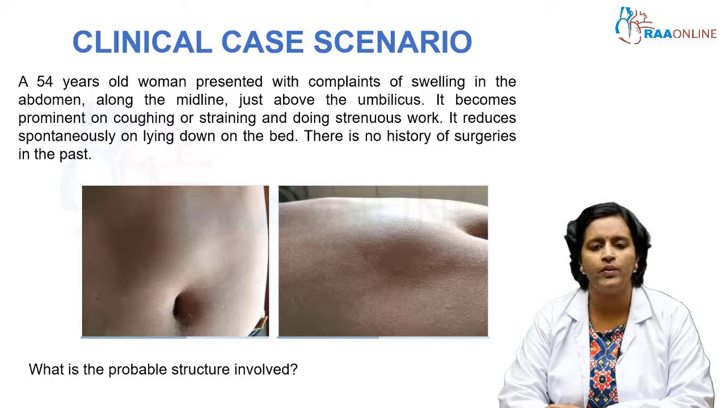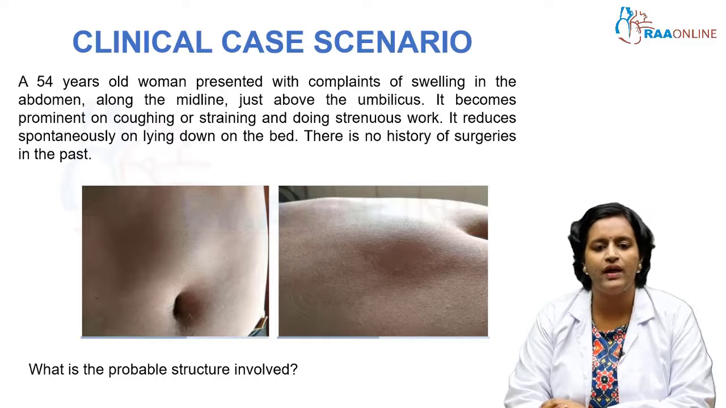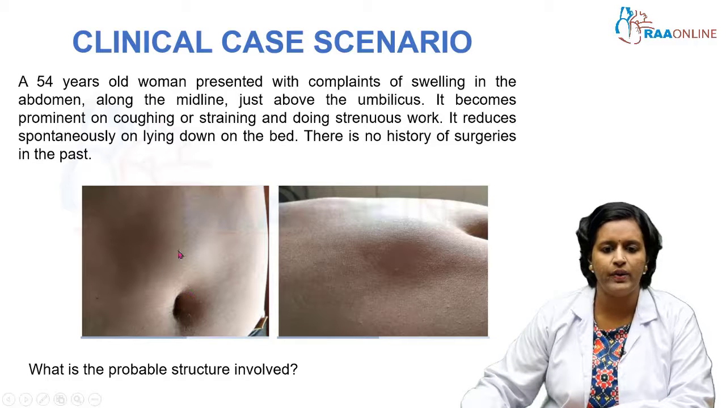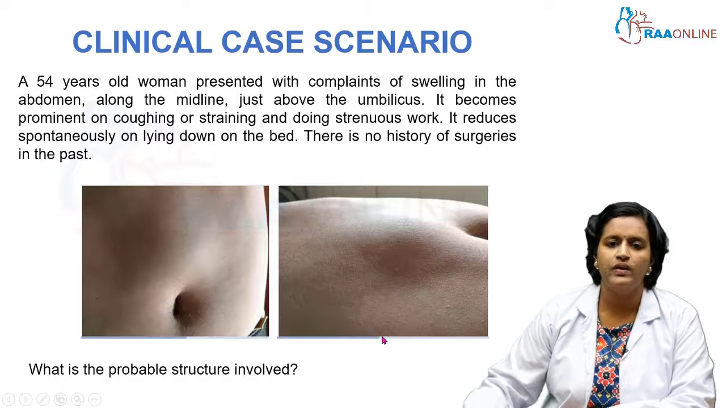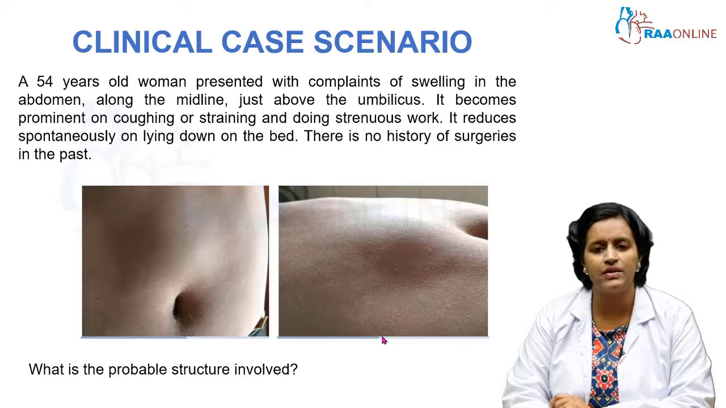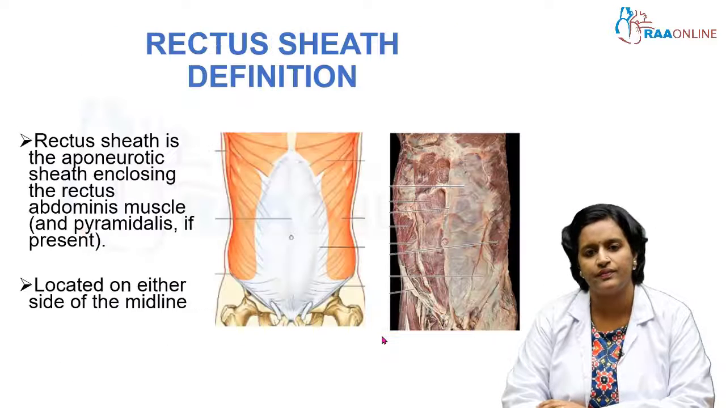A 54 years old woman presented with complaints of swelling in the abdomen along the midline just above the umbilicus. It becomes prominent on coughing or straining and doing strenuous work. It reduces spontaneously on lying down on the bed. There is no history of surgeries in the past. So this is the swelling which is present in the anterior abdomen above the umbilicus. What is the probable structure involved? With this question in mind, we enter today's topic of discussion, rectus sheath.